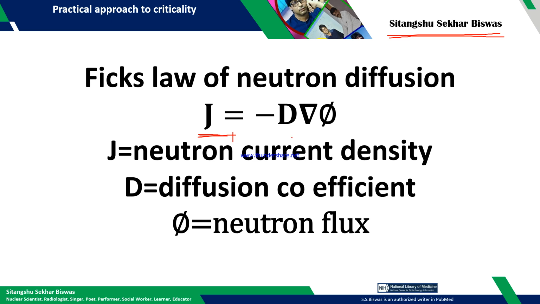So the neutron current density is given by this, where D is the diffusion coefficient and this is the negative concentration gradient. This symbol is basically the first order differential operator, where phi denotes the neutron flux.